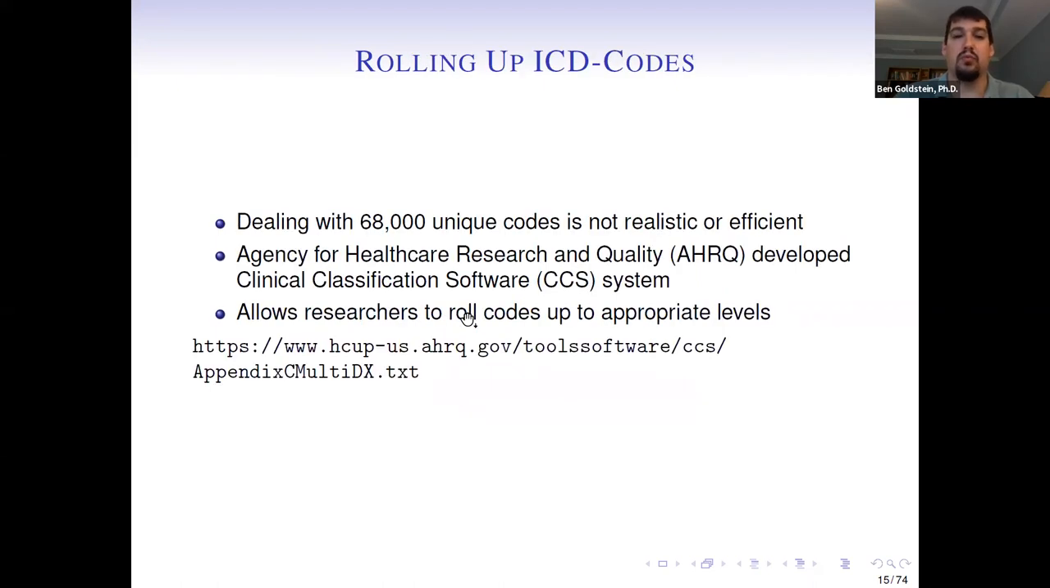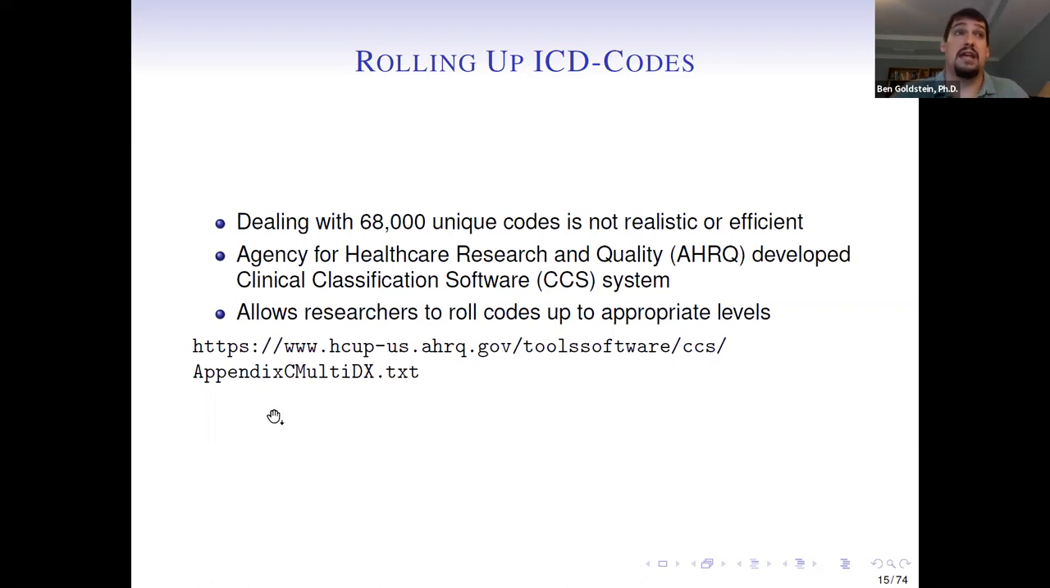We can think about rolling up codes as well. Dealing with 68,000 unique codes is not realistic or efficient, and there are a number of different proposals for how codes can be rolled up. The one that I find myself using the most was developed by AHRQ, called the Clinical Classification Software System, or CCS. It allows researchers to roll up codes to an appropriate level.